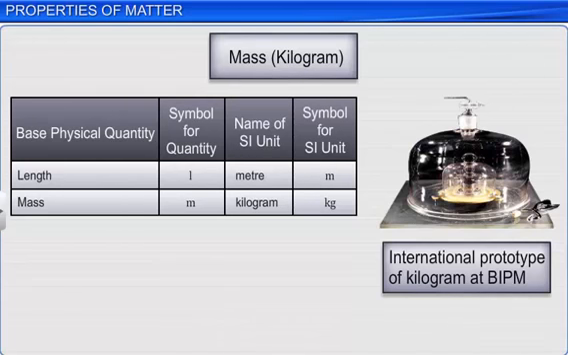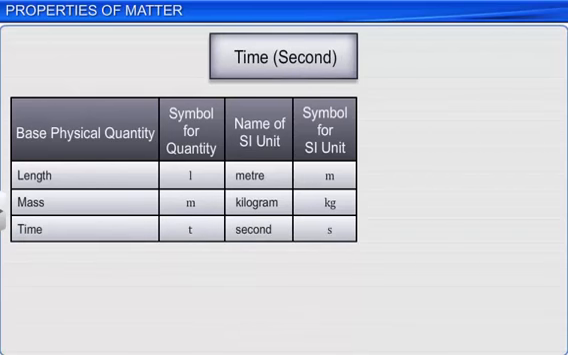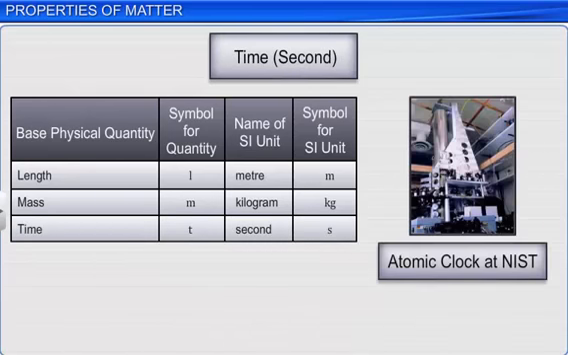The SI base unit of time is second. It is based on the radiation from the cesium-133 atom and is defined as the duration of 9192631770 periods of the radiation, corresponding to the transition between two hyperfine levels of the ground state of the cesium-133 atom.